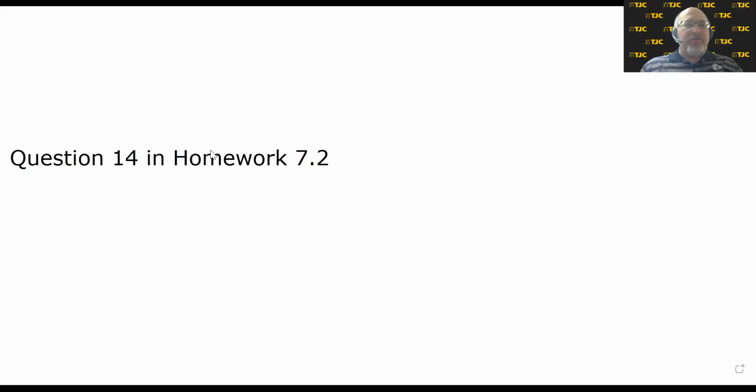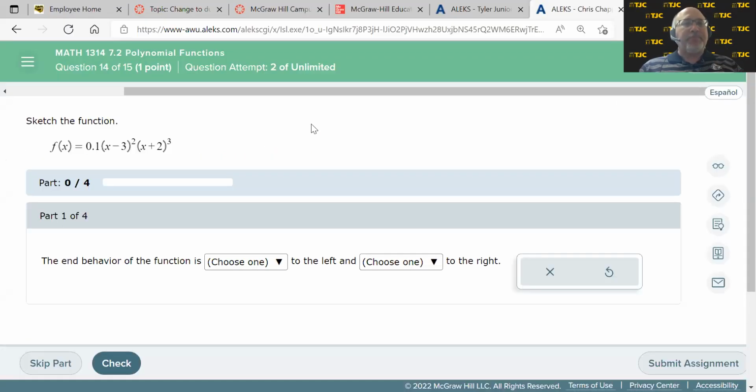All right, what you see here is question 14 from homework 7.2. You're given a function, f of x equals 0.1 times (x minus 3) squared times (x plus 2) cubed, or whatever function you may have, and you're asked to do four things. The first of which is to find the end behavior.